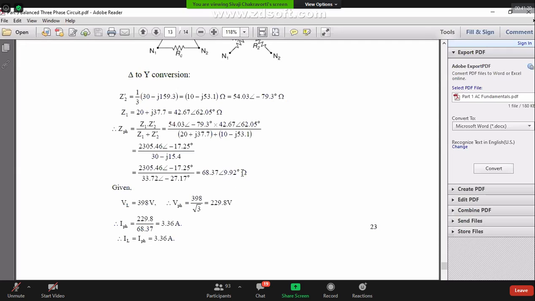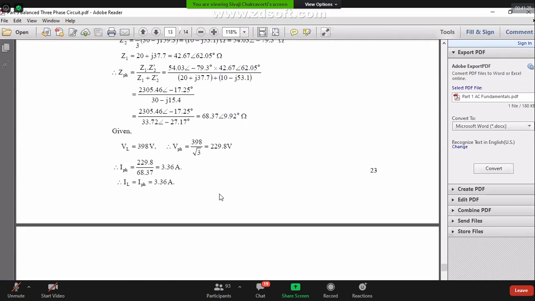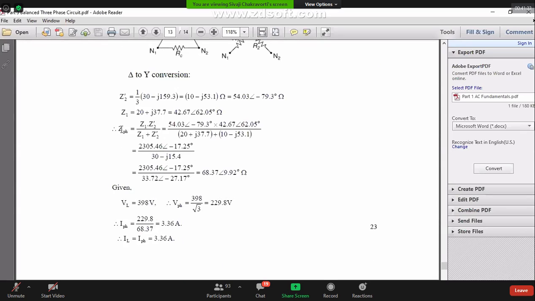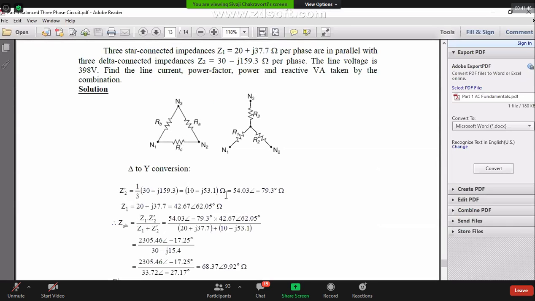So there will be Z2 prime, which is the equivalent of the Z per phase. Then Z1, as you can see, is given as 20 + j37.7. So Z1 and this Z2 prime, which is the delta converted to its equivalent star, are in parallel. Then we use this formula, Z1 into Z2 prime divided by Z1 plus Z2 prime, and that becomes the phase impedance. Of course, you have to do the calculation.